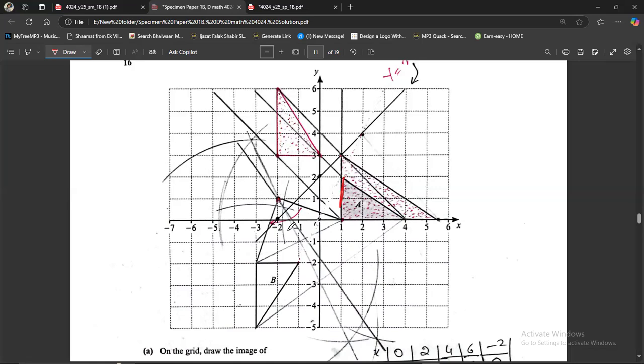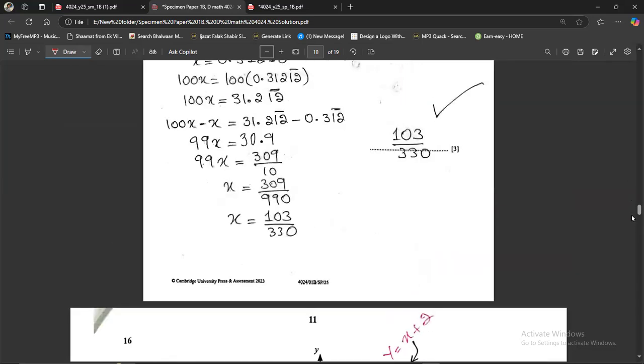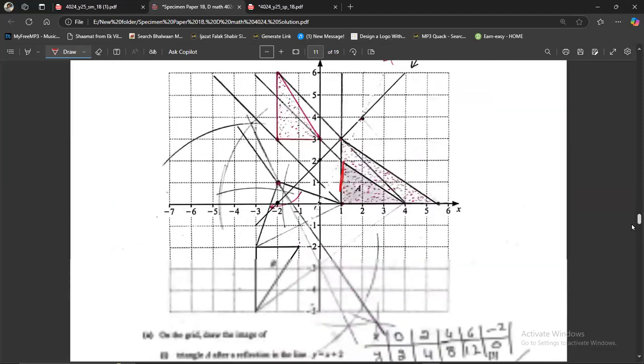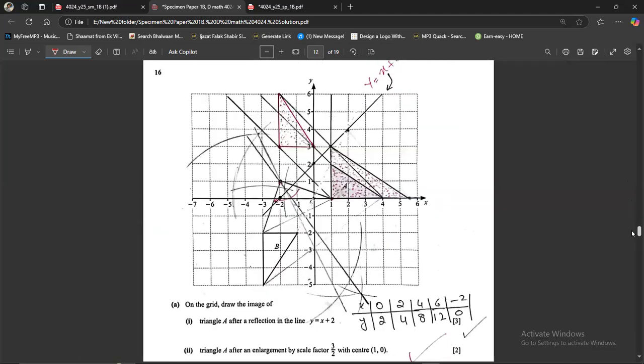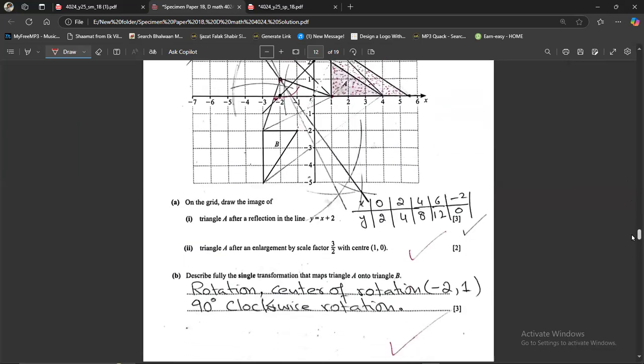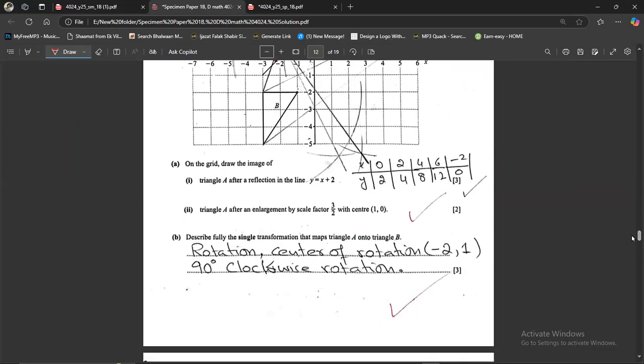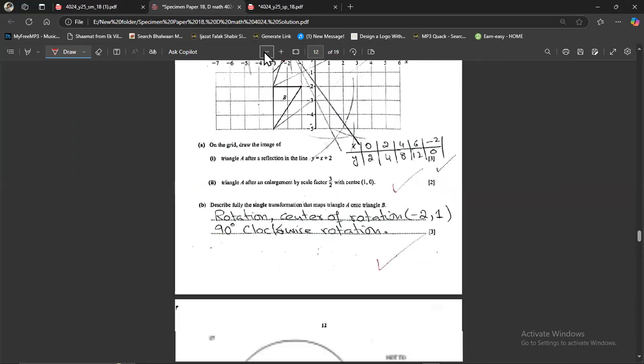The coordinates of the center of rotation are -2, 1. This is what I'm going to write here. So here we go. So hopefully you can see that. So the center of rotation is -2, 1 and 90-degree clockwise rotation. So this is how this is done. Let me show you the whole thing.